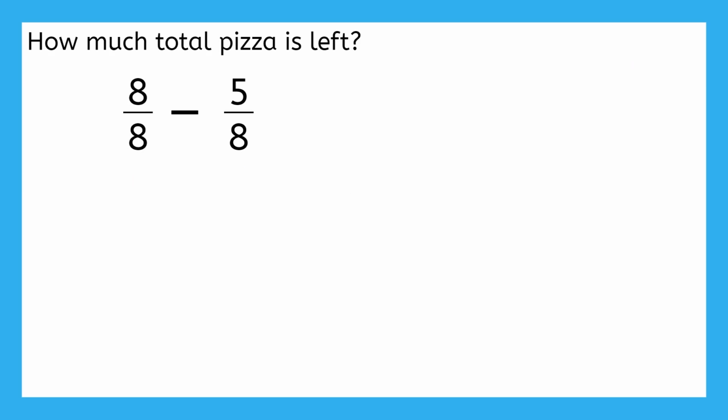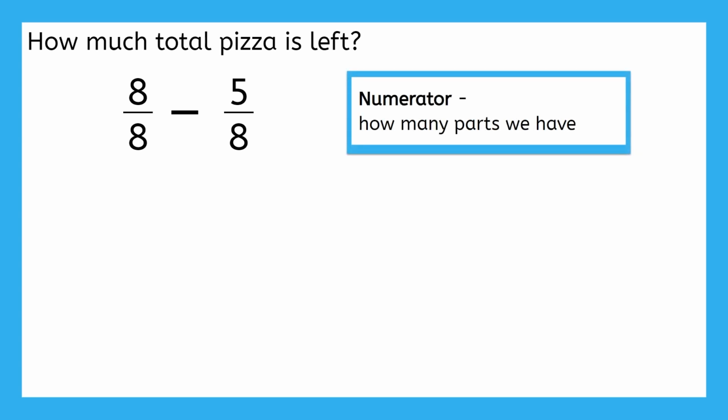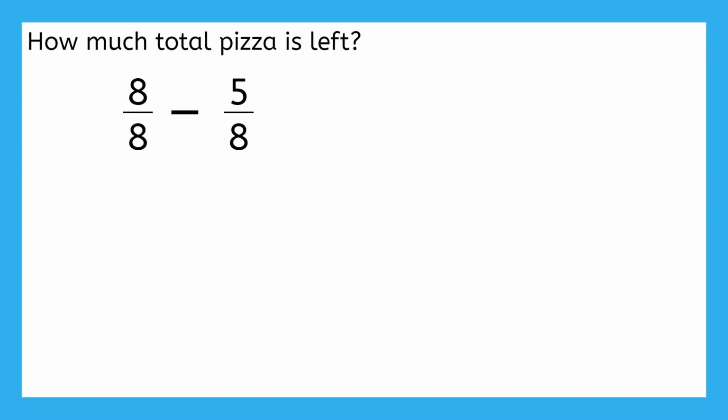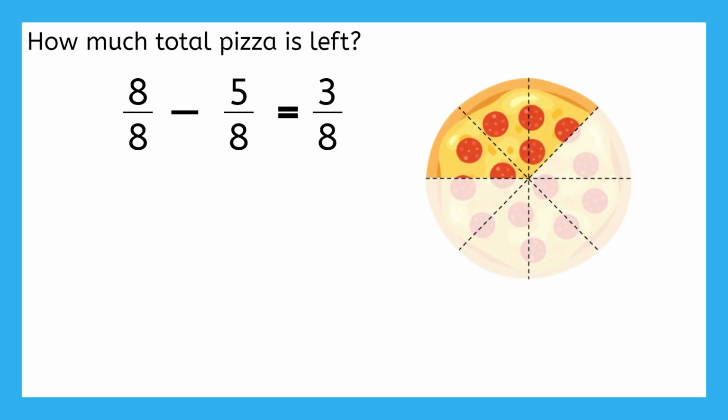Now we can subtract. Remember, the numerator of a fraction represents how many parts of the whole we have, so when working with fractions, we add and subtract the numerators. We leave the denominators alone because the denominator represents how many equal parts the whole is divided into, which doesn't change while adding and subtracting. 8/8 minus 5/8 equals 3/8. I have 3/8 of my pizza left. And this fraction is already simplified. Nice.